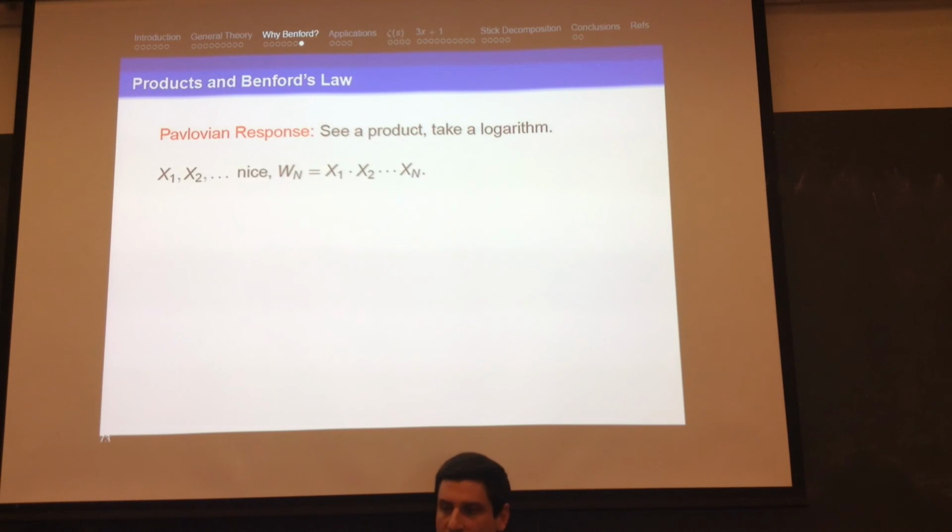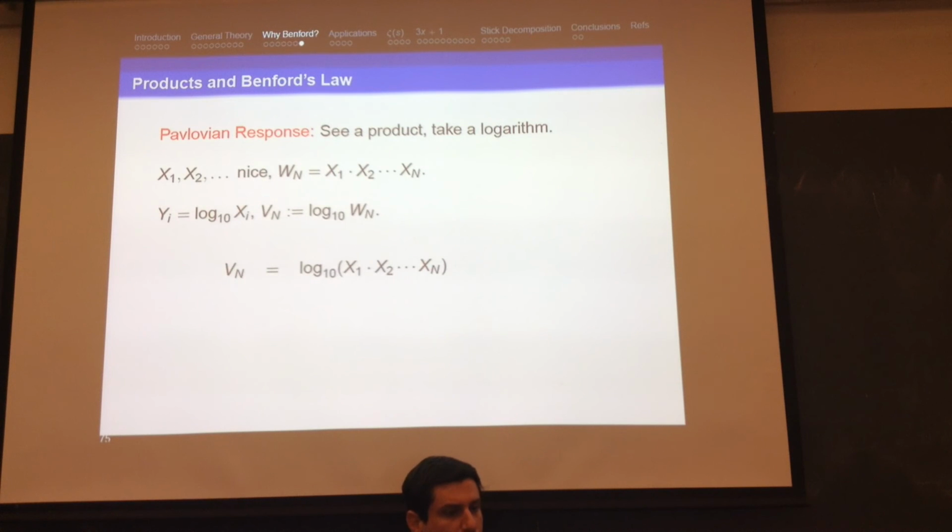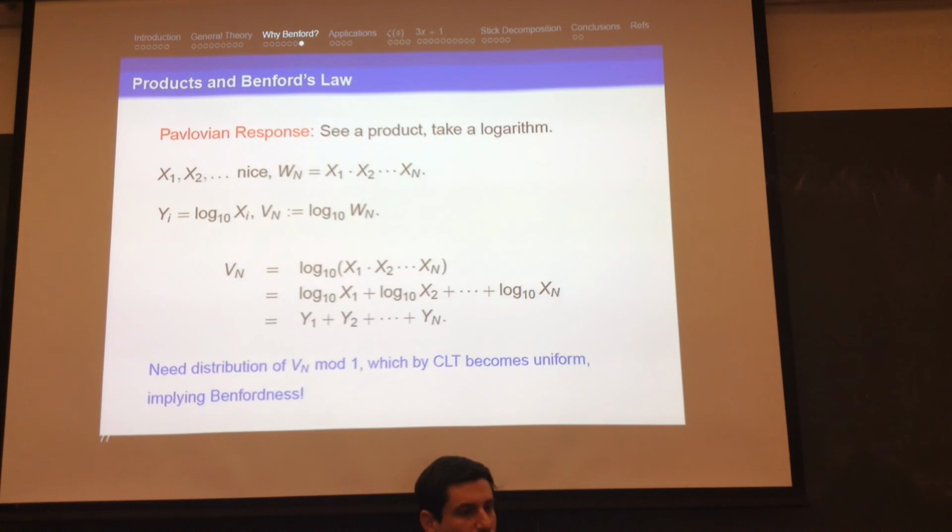The more products I have, the more likely it is the central limit theorem should kick in. Well, let yi be the log of xi, and let vn be the log of the product. The log of a product is the sum of the logarithms, so those are just y1 plus through yn. What do you know about sums of independent, identically distributed random variables? They converge to being normally distributed. So now we have something that's converging to being normally distributed.